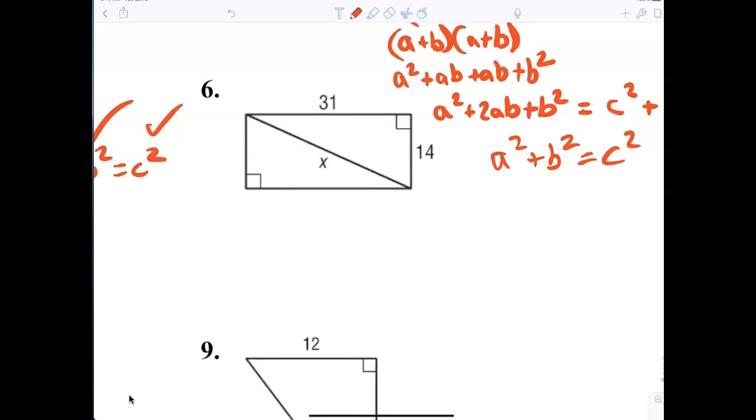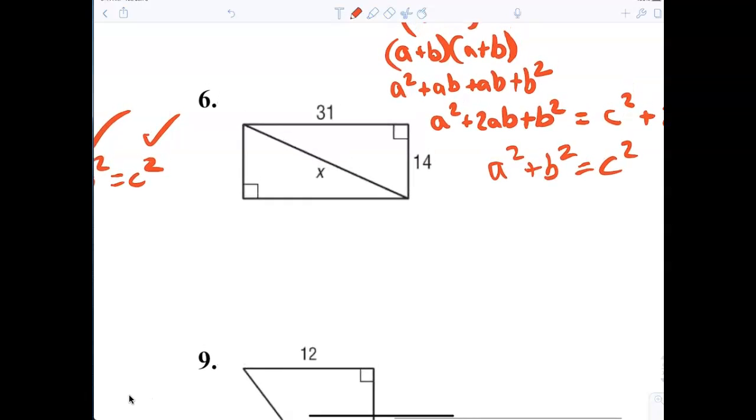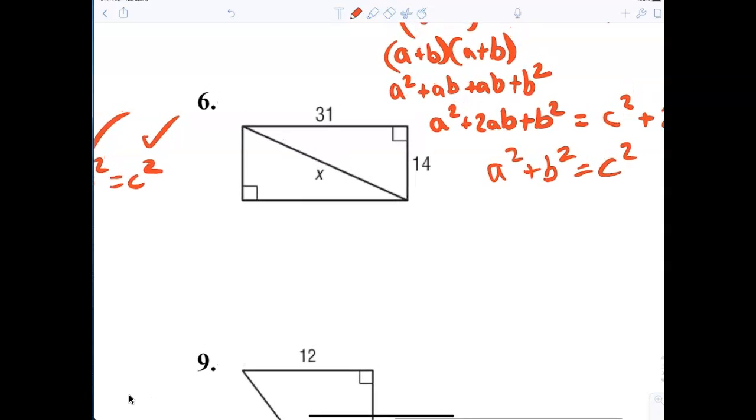Now this one I don't think there's any hope for. Does everybody agree? Is that a triple? No. So I don't really have any hope for you on this one because there's nothing common with 31 and 14. Does everybody agree? So we have to do 31 squared plus 14 squared. Just do it on the calculator, and tell me what that is.